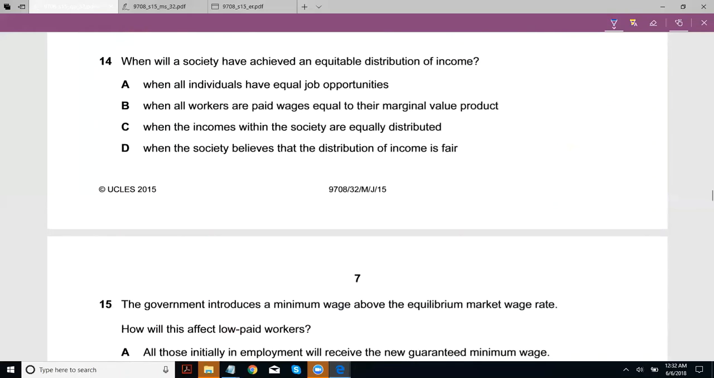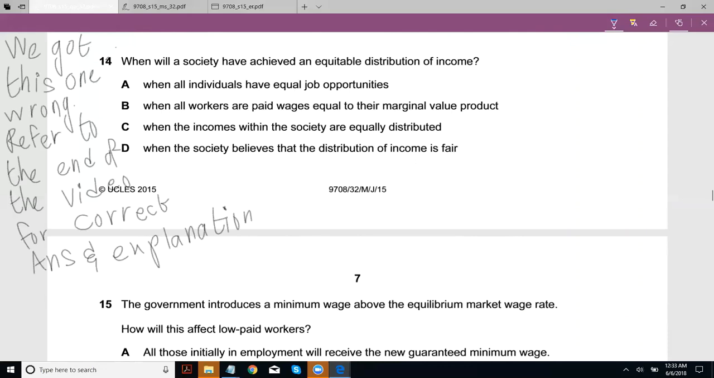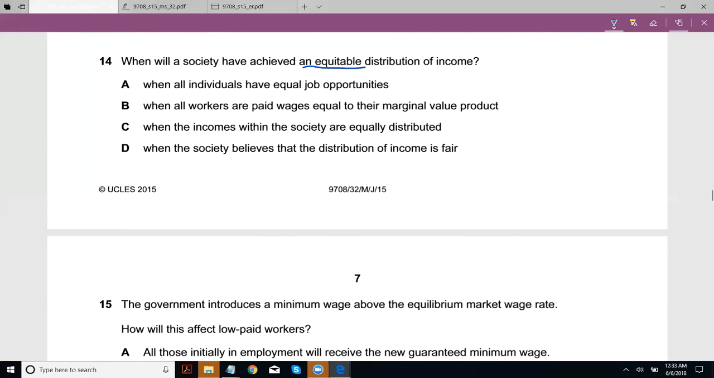When will a society have achieved an equitable distribution of income? When all individuals have equal job opportunities. I don't know. Let's look at the others. When all workers are paid wages equal to their marginal revenue product, well, different people could have different marginal revenue products. So you could have different. It's not revenue product, it's value product. There's a difference. Okay, sorry.